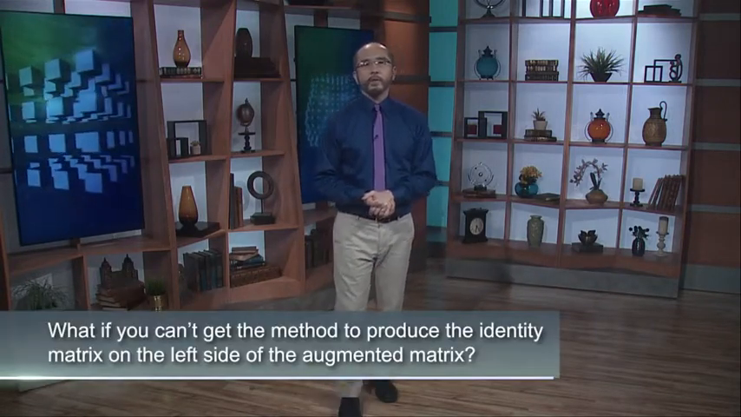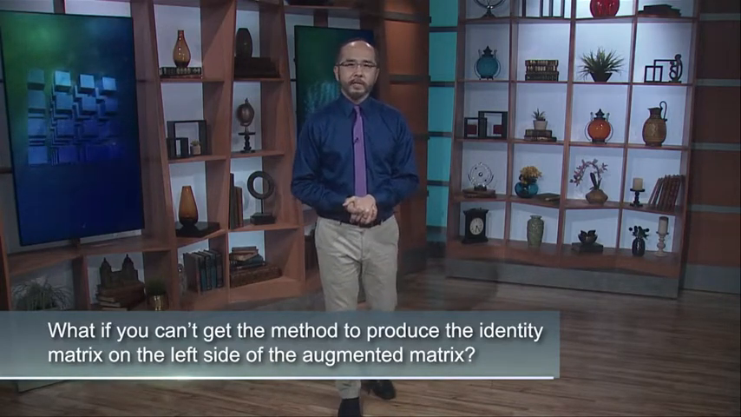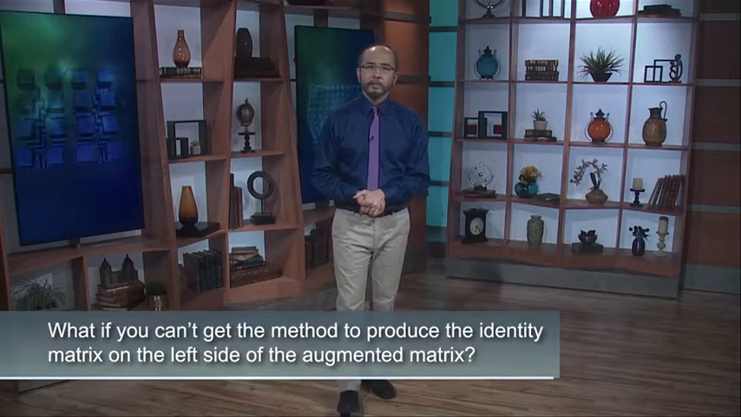Now, I encourage you to pause and assemble a set of questions that you might have about this procedure. And then after the pause, see if I answer them. One question you might have is, what if you can't for some reason get the method to produce the identity matrix on the left side of the augmented matrix? Under what conditions will the method fail?